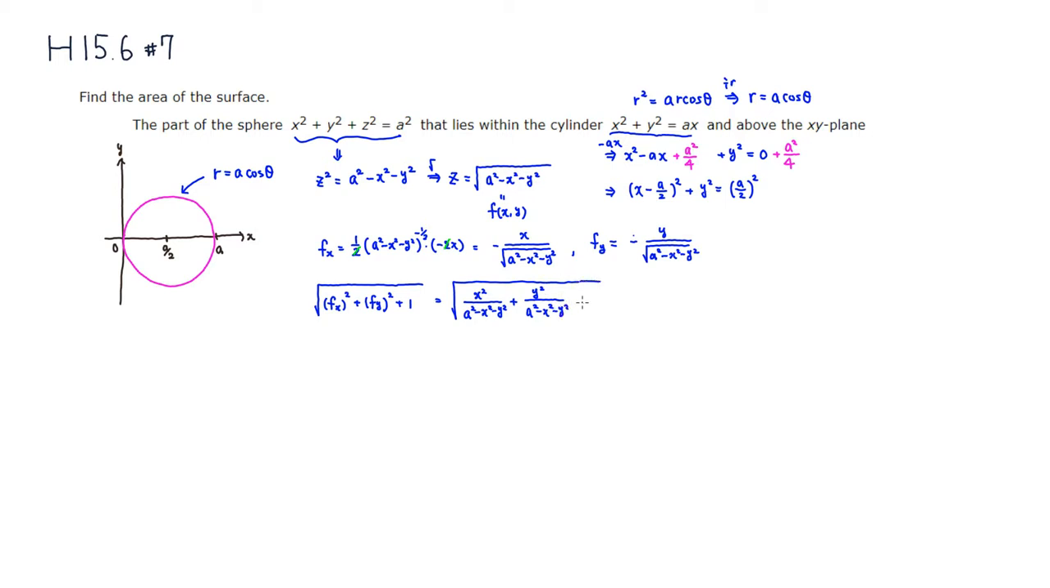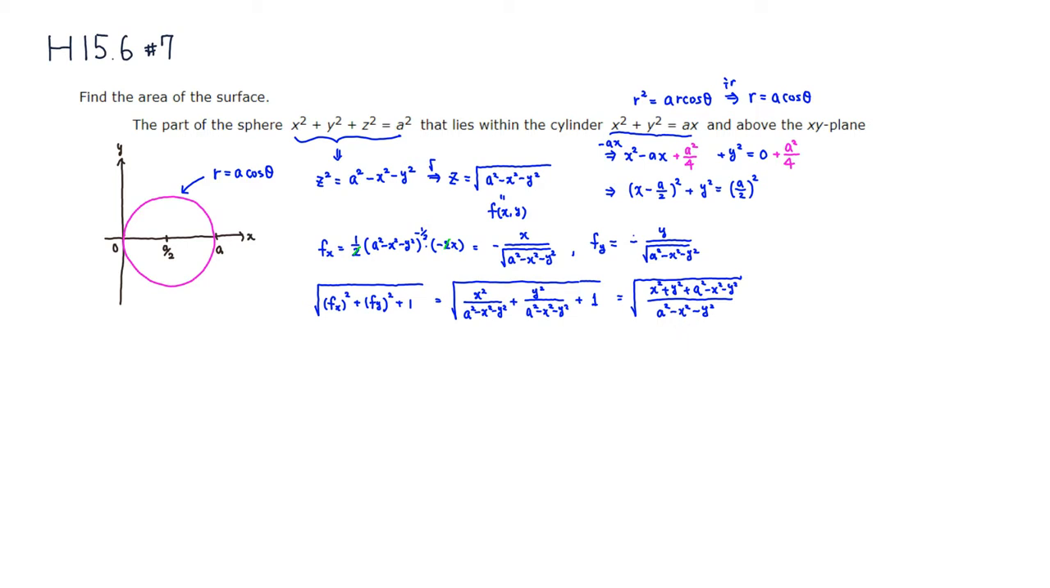Then we're going to add 1. This is going to be taking the common denominator. So we're going to get, let's see, we have a squared minus x squared minus y squared, and we have x squared plus y squared, and a 1 is going to be a squared minus x squared minus y squared over a squared minus x squared minus y squared.